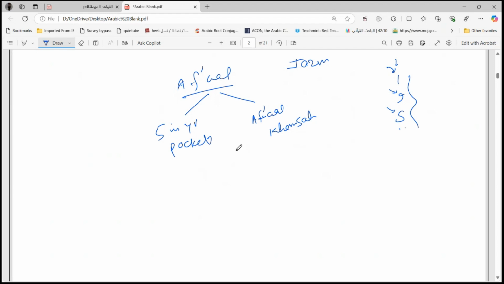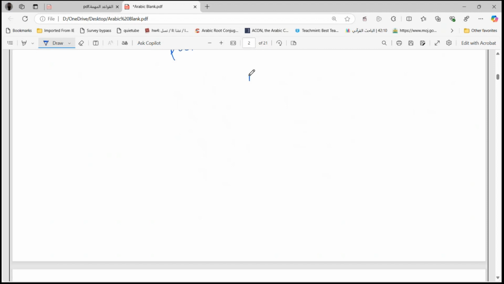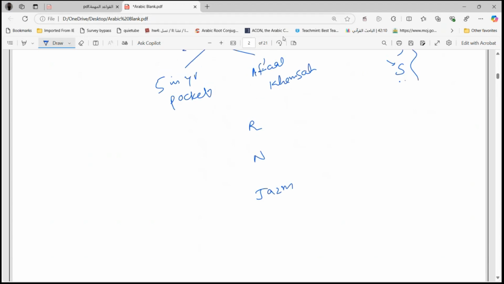Now here in the af'al, how will you show the i'rab? Again, you have rafa, you have nasab, and you have jazm, not jar. Let us write down as earlier: nasab, jazm. Now again, here we write down five in your pocket. Just a minute, we need some space.